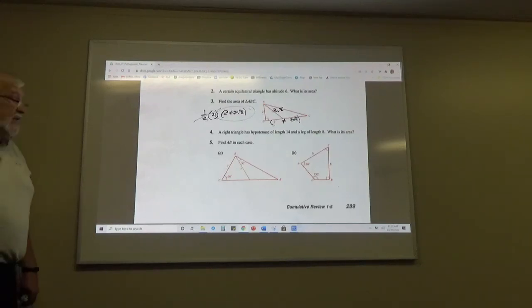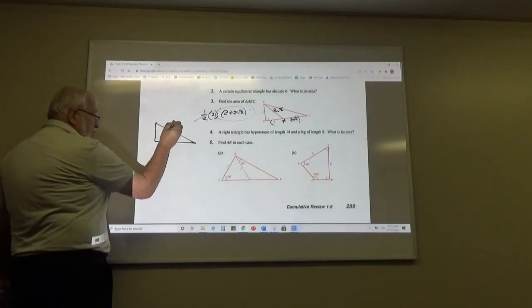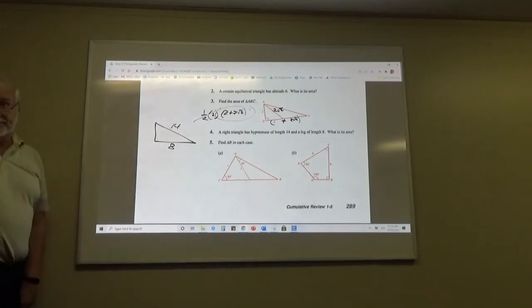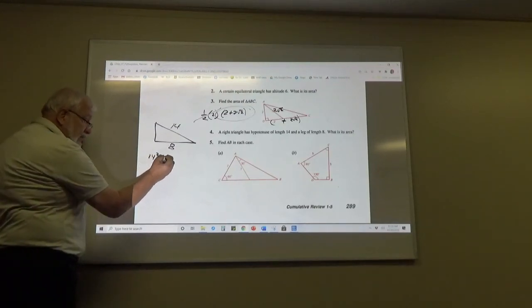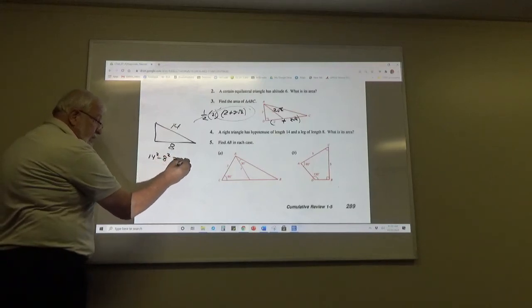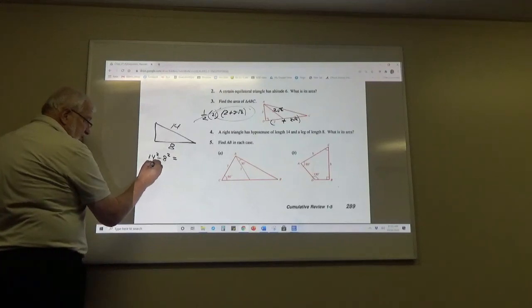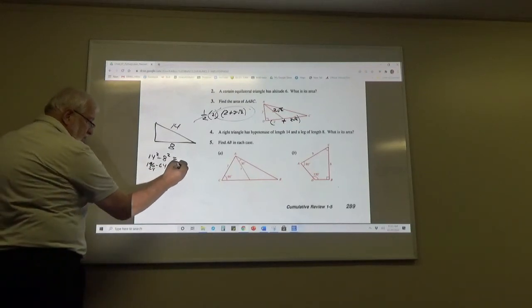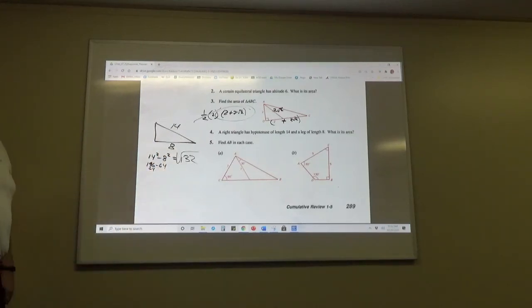The right triangle has a hypotenuse of 14 and a leg of 8. Okay, hypotenuse of 14 and a leg of 8. I don't care where it is, let's put it here. Okay, what's this side? We got to take 14 squared and subtract 8 squared. Okay, 14 squared is what? 196? It's 132. So 132 is x squared, so it's the square root of 132.